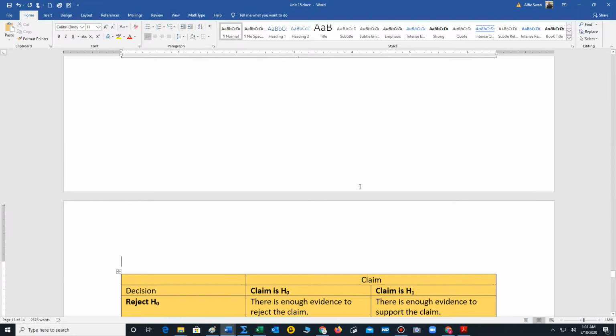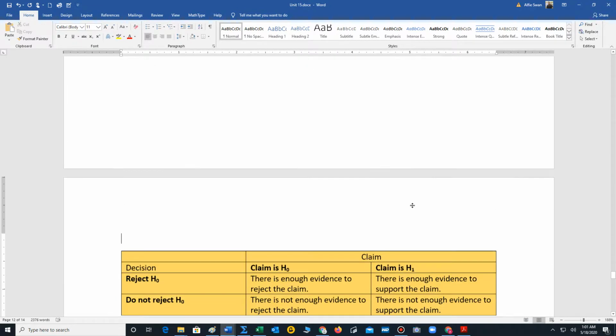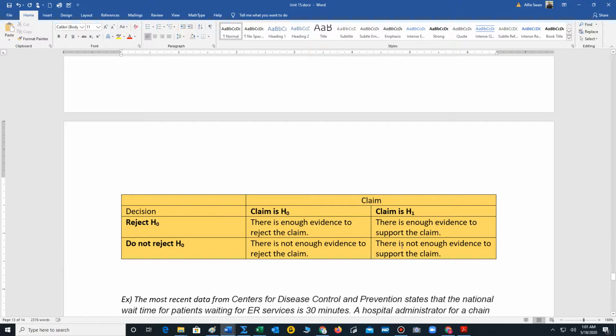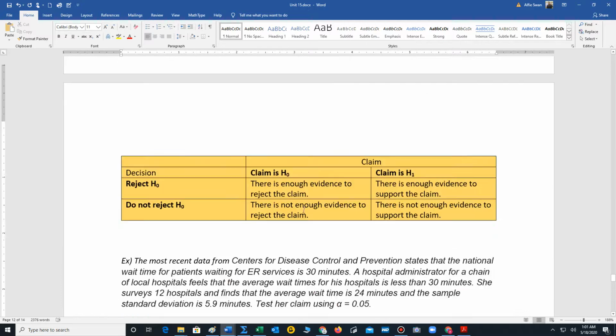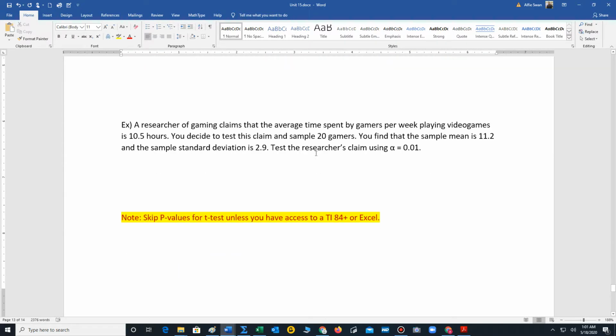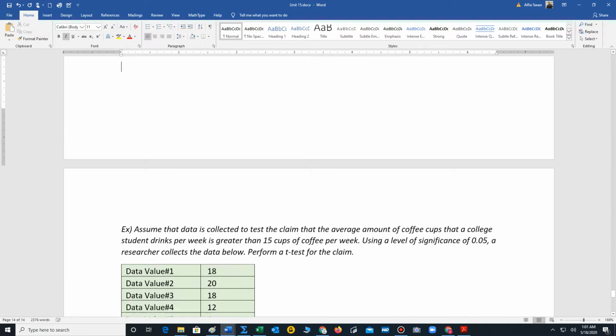And then we use our chart to summarize the results. So if we go back to the claim, it was H sub 1. So we focus on the H sub 1 column. We reject H naught, so our summary will be there is enough evidence to support the claim. And then I have a few problems for you to try. But let's go ahead and take a look at another example.